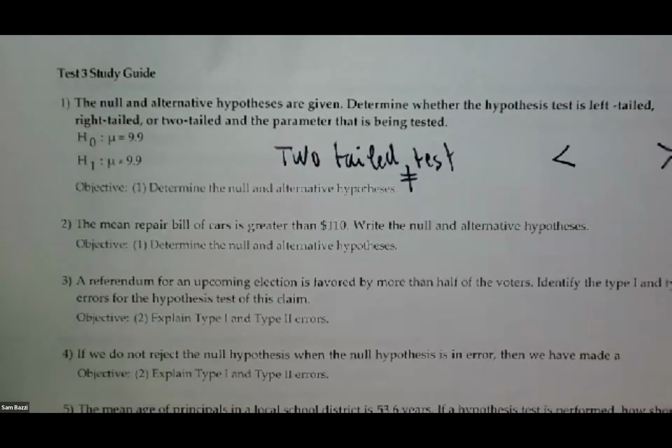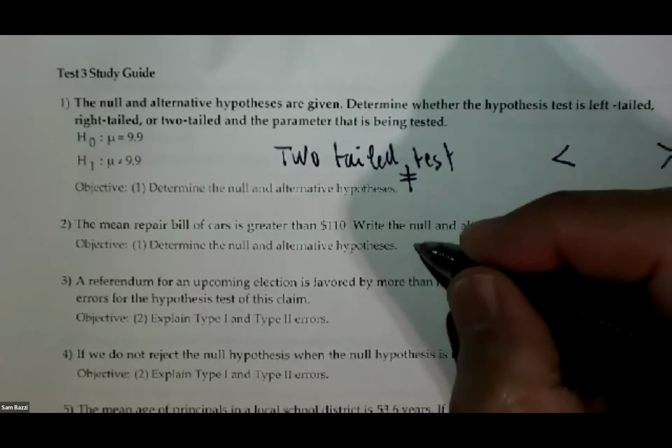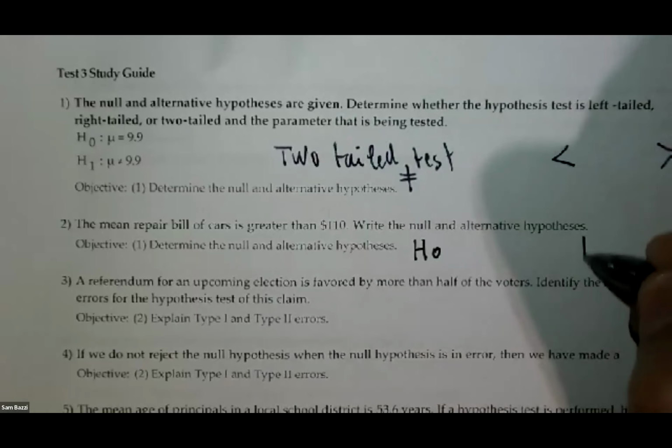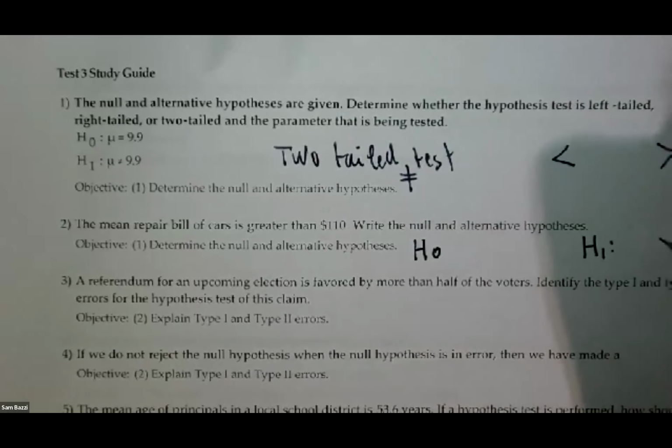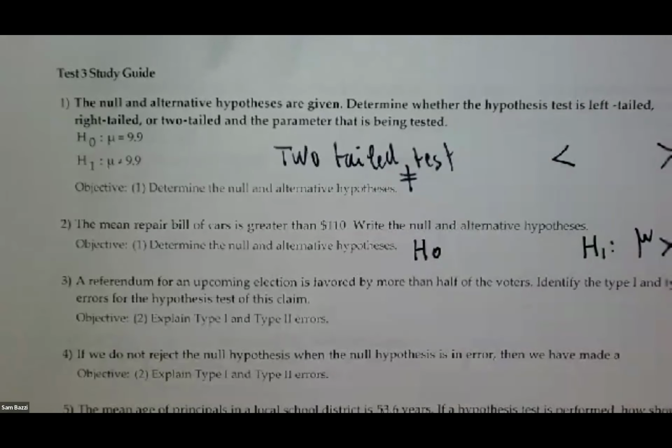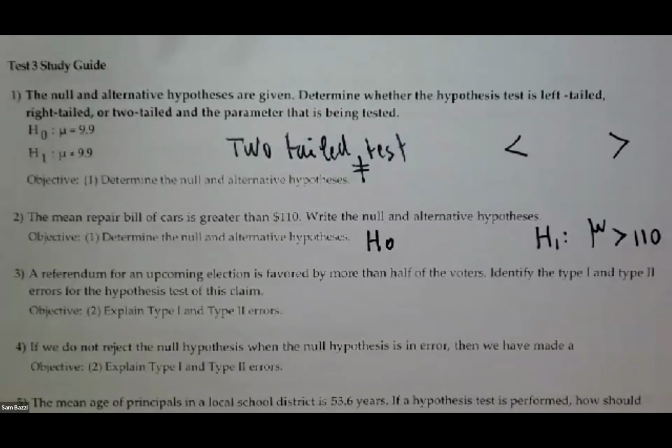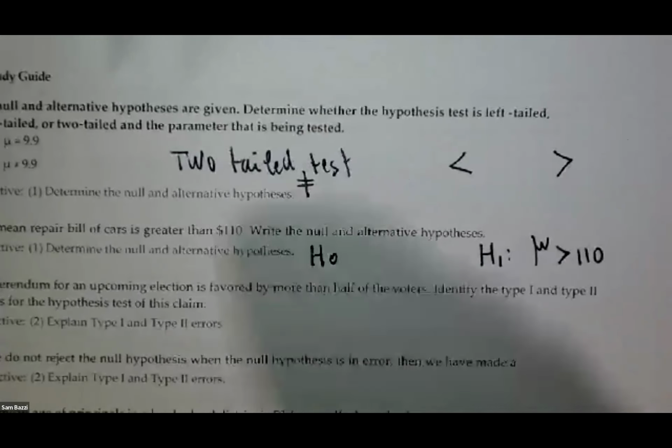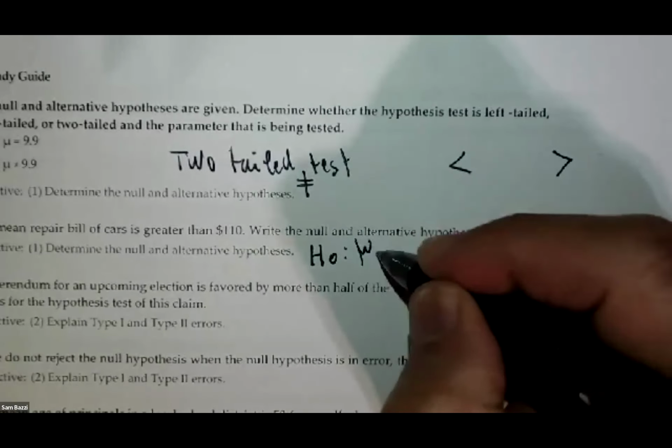Number two, the mean repair bill of cars is greater than 110. Write the null and the alternative hypotheses. So you put H0, H1. Greater than is this sign: mean greater than 110. That's H1. And then you know that H0 has to have an equal sign, so the mean will be equal to 110.